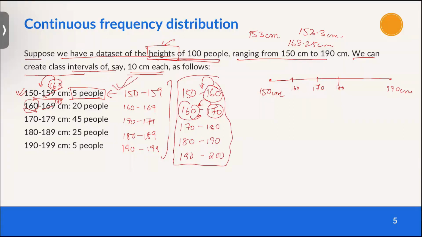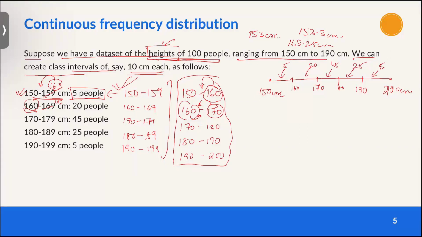Now, what does this data say? So it goes on to 199, so I'll write 190 and 200. Okay, so what does this data say? It says that 5 people are between 150 to 159. So here we have 5 people. 160 to 169, we have 20 people. 170 to 179, we have 45 people. 180 to 189, we have 25 people, and 190 to 199, we have 5 people.